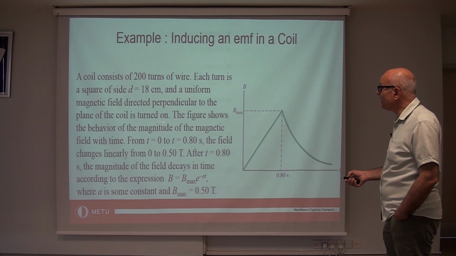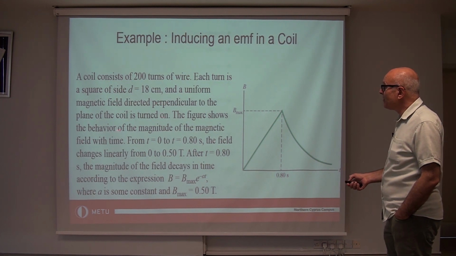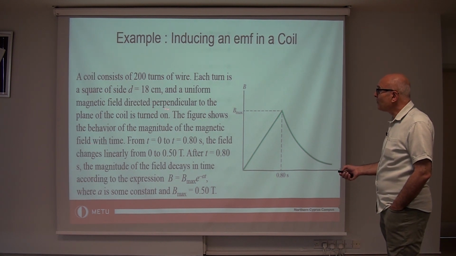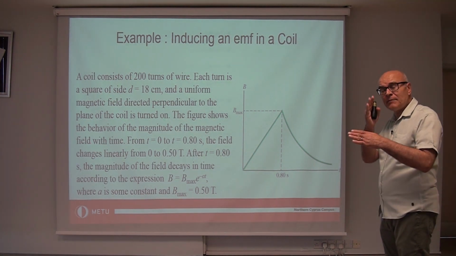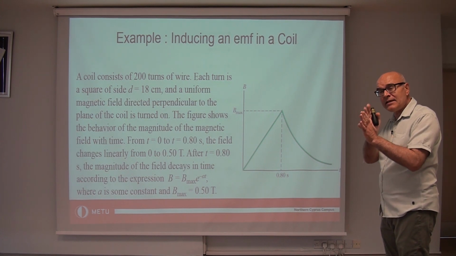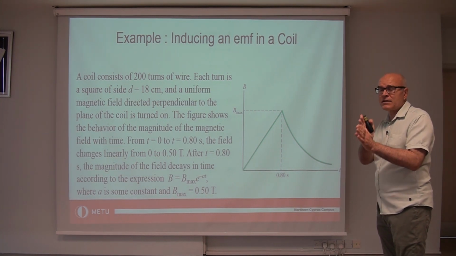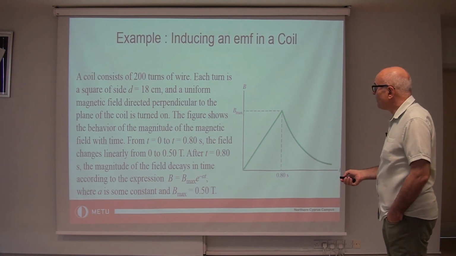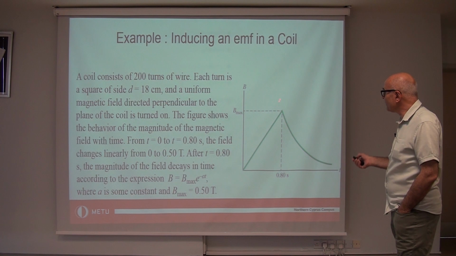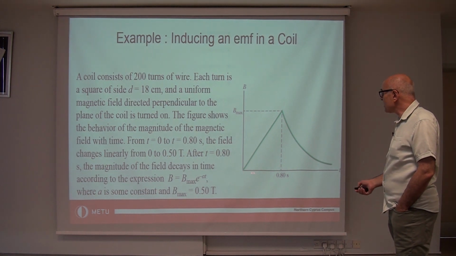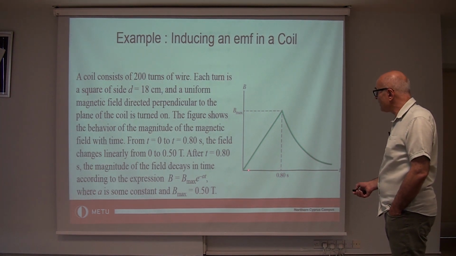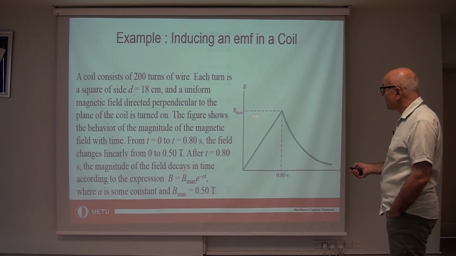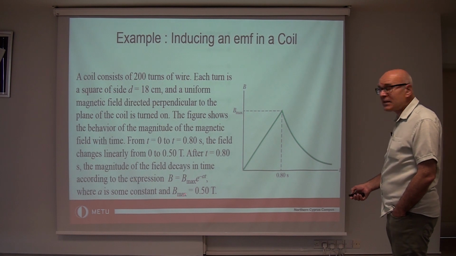So this magnetic field is turned on. The figure shows the behavior of the magnitude of the magnetic field with time. Now, it's perpendicular means theta, the angle between B and A in this case, is 0. So cosine 0 is 1. Now this is how the magnetic field varies with time. So in the first 0.8 seconds, the magnetic field increases from 0 to a B maximum, okay, where B maximum is 0.5 Tesla.